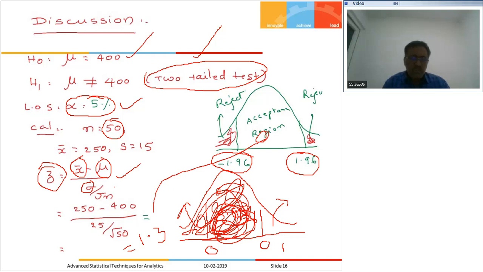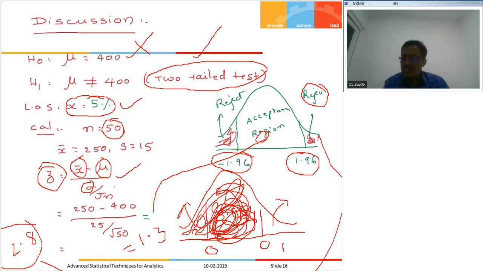Suppose after the calculation we got 2.8. Where we find this 2.8, it is outside, which is the region of rejection. That means whatever you are claiming is wrong, and what I say is mu is not equal to 400. So this is how we validate the claim, the null hypothesis. Yeah, is it clear? Then I'll extend it further.